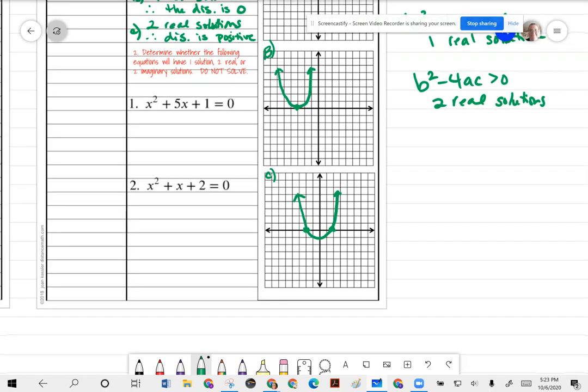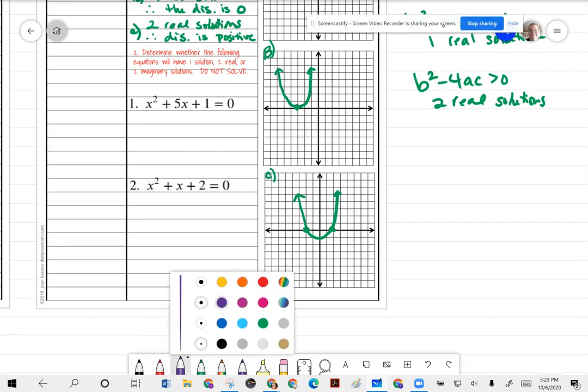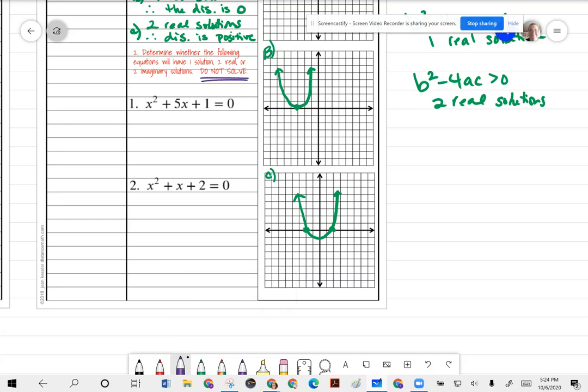Okay, so now let's take a look at number 2. It says, determine whether the following equations will have one solution, two real or two imaginary solutions. Do not solve. So if I am not asked to solve, I really just need to find out what my discriminant is. So in this case, my b is 5. My a is 1 and my c is 1. Remember, this is my a, this is my b, and this is my c.